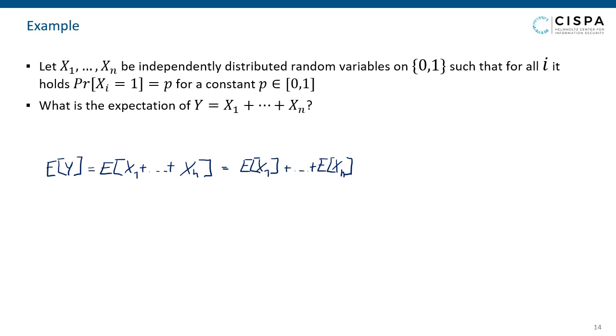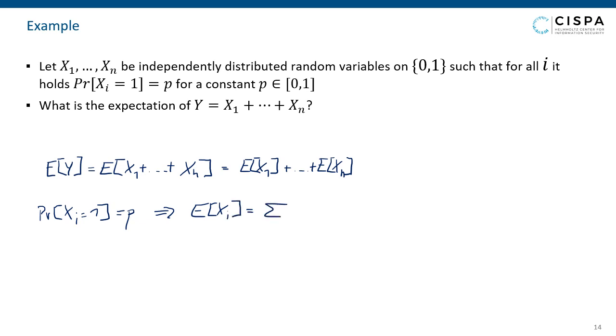So we already know that for each i we have that the probability of xi equals 1 is p, and that is already enough to compute the expectation. We know that probability xi equals 0 is 1 minus p, but that's not even needed. So what's the expectation of xi? And here we can just use the definition.